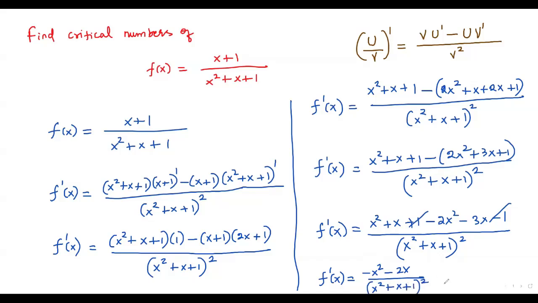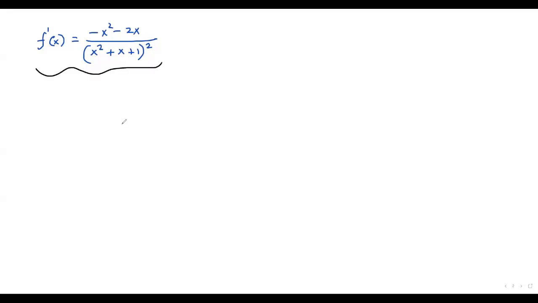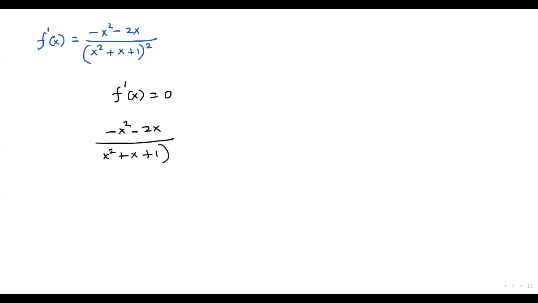Now let me continue on the next page. This is the last step we had on the previous page. That's all the simplification we can do in the first derivative. So now we can equate the first derivative f prime of x to 0 and solve for x to get the critical numbers. When I equate f prime of x to 0, I'm getting (negative x squared negative 2x) over (x squared + x + 1) the whole squared equals 0. Now I have to get rid of the denominator over here. For that, I have to multiply both sides by (x squared + x + 1) the whole squared.